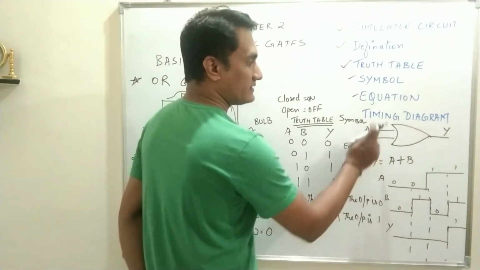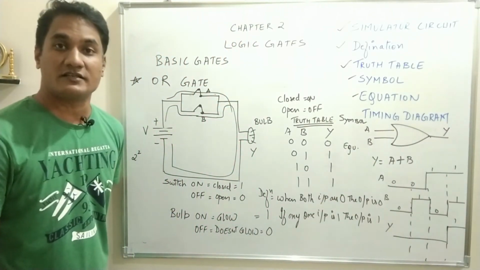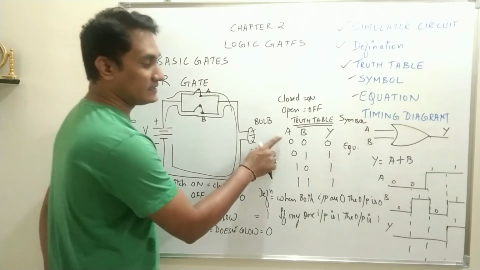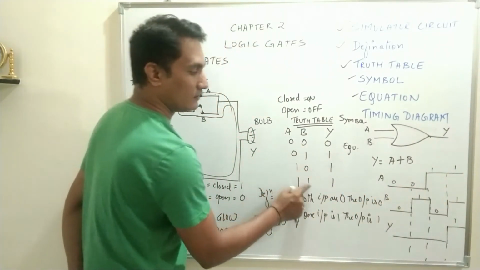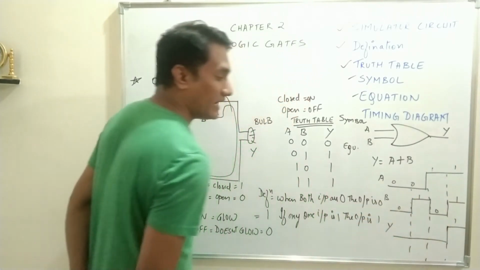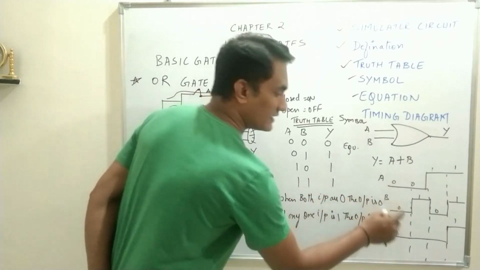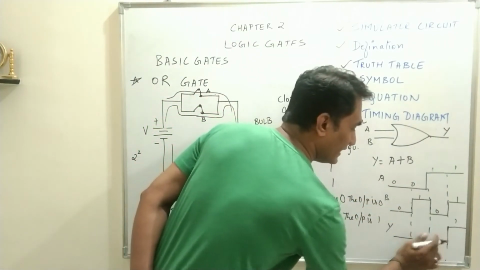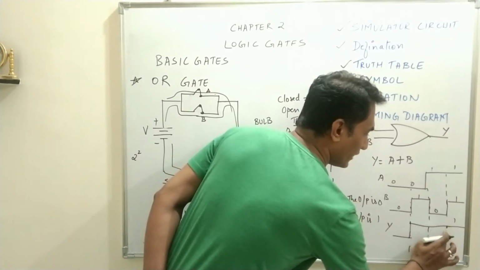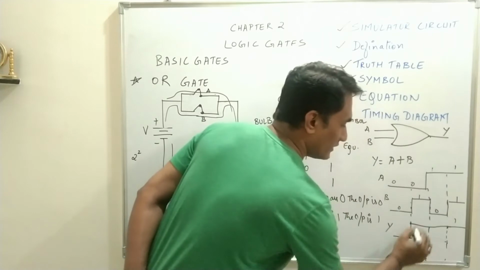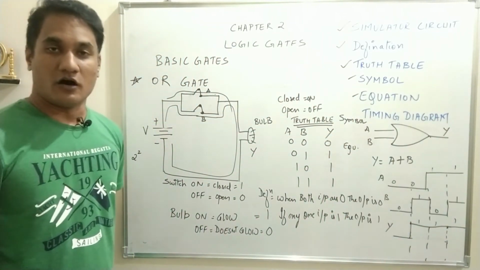And the last one is the timing diagram. Timing diagram, again as I said, is a graphical representation of the truth table. A is 0 0 1 1, so it will be 0 0 1 1. B is 0 1 0 1, 0 1 0 1. And now what will be the output Y? It is 0 1 1 1. So when both the inputs are 0, the output is 0. And if any one of the input is 1, the output becomes 1. So this is the timing diagram of OR gate.